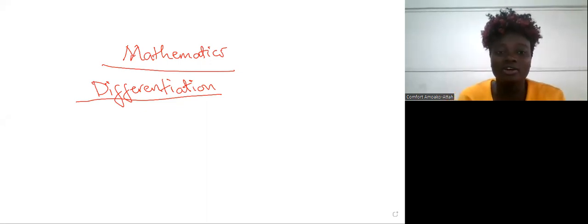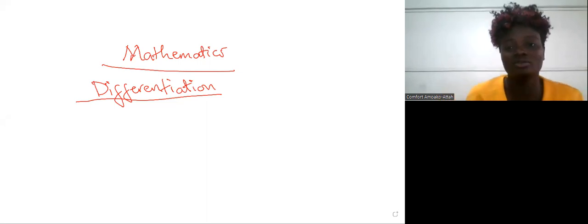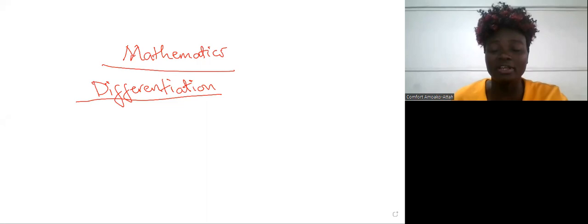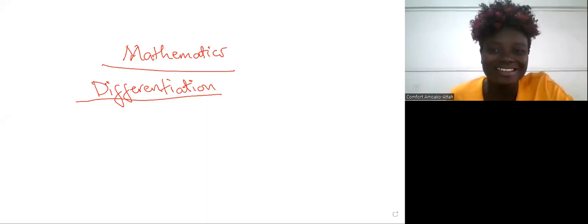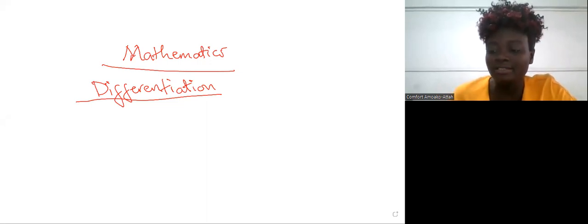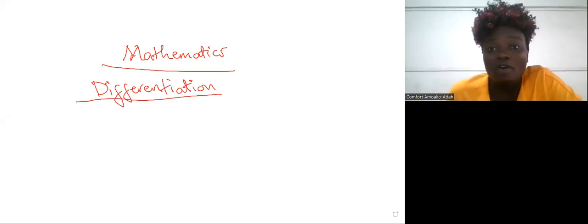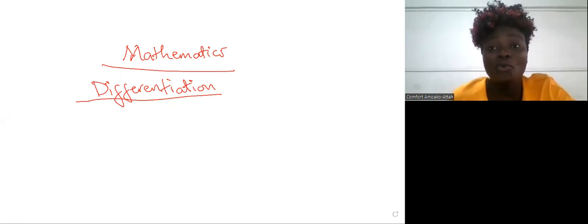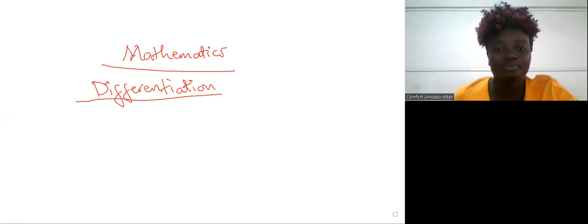Alright, so we are continuing with our differentiation, which we did using the first principle. But the first principle can be quite tedious. Fortunately for us, we have other rules that we can still use in writing out the derivatives of a function very easily. So let's look at some of these rules and how we can apply them.